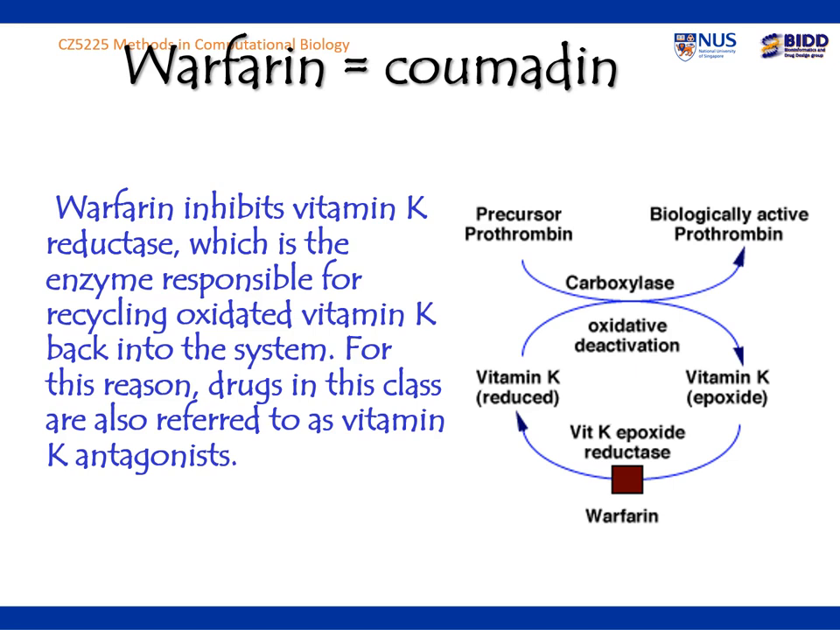Now this reduced form of vitamin K is responsible for conversion of precursor prothrombin into biologically active prothrombin, resulting in the blood clot. But the drug warfarin is going to inhibit the vitamin K epoxide reductase enzyme, so that vitamin K in the reduced form will not be available in the patient's body and blood clot will not be formed. So that is how the warfarin drug works. It prevents thrombosis.